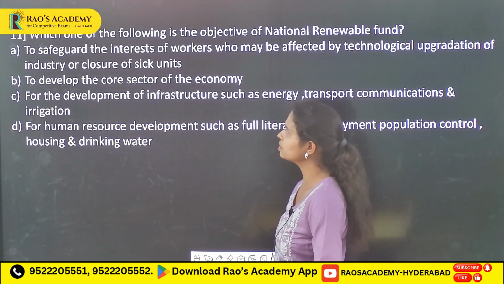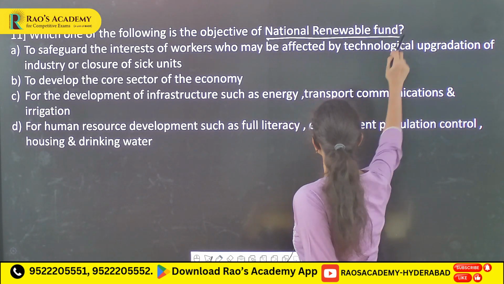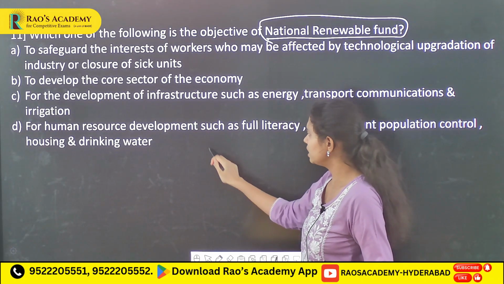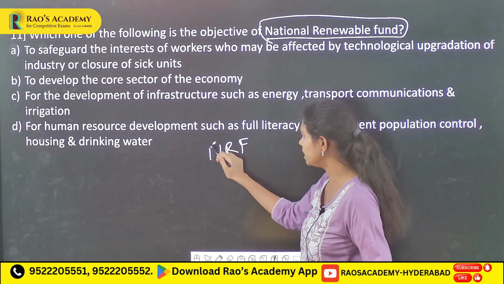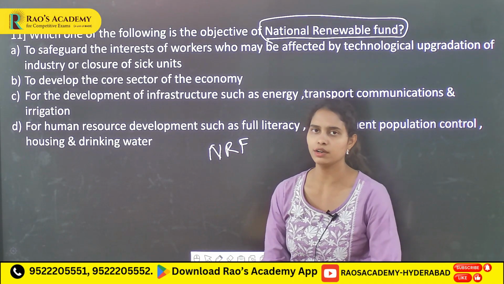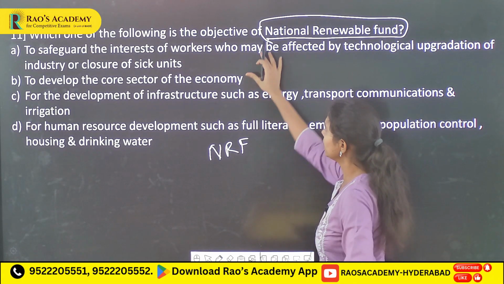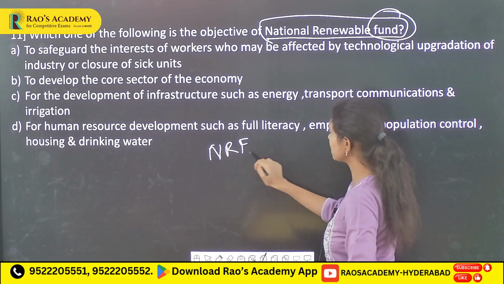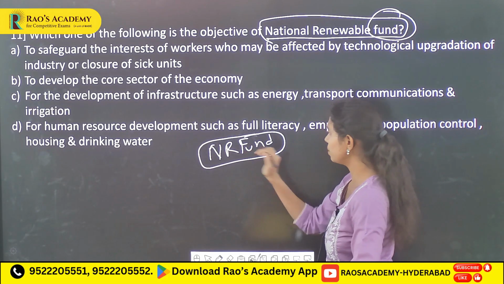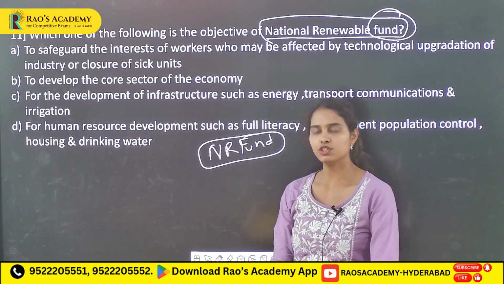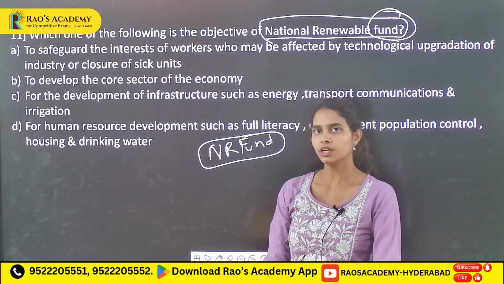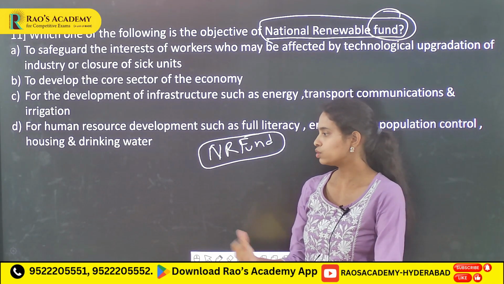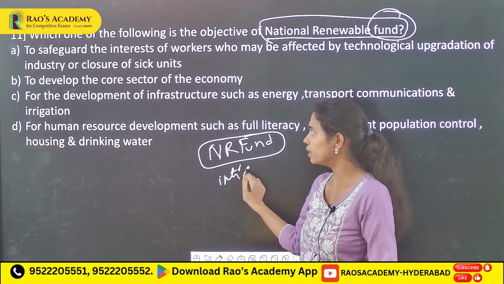Here the question is, which one of the following is the objective of the National Renewable Fund? So, for example, you do not know how to solve this question, and this fund, the National Renewable Fund, is very new to you. How do you solve this kind of question? If you closely observe, it is asking about statements with regard to a particular fund. Usually different funds are established in order to provide welfare services to the destitute, and also to improve the interests of different workers in those areas.